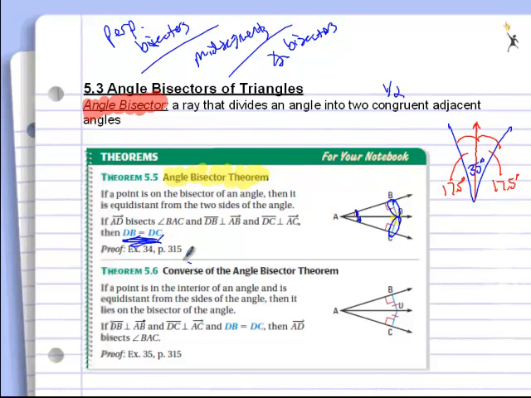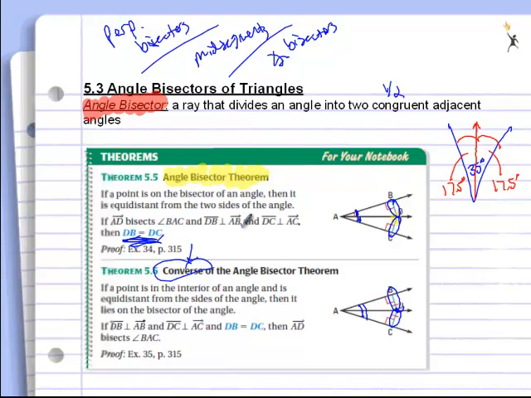Then we also see the converse, or the opposite of that, where if D is equidistant from the sides, then it's on the angle bisector. So up here we tell you an angle is being bisected, and so any point on that bisector is equidistant from the sides. Now we're saying a point is equidistant from the sides, therefore it's on the angle bisector. And that just falls under the converse.